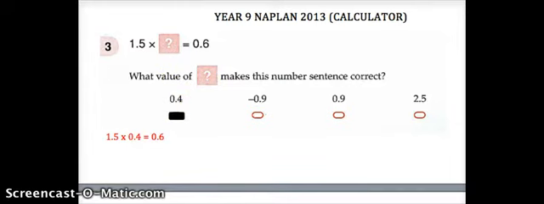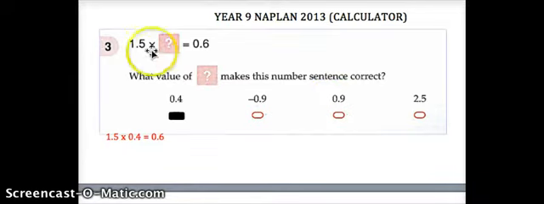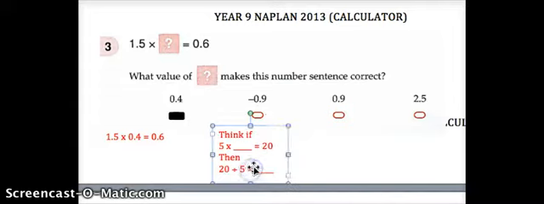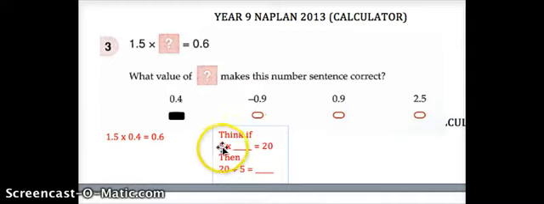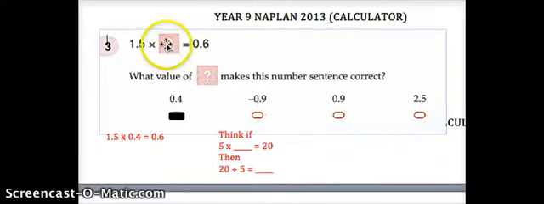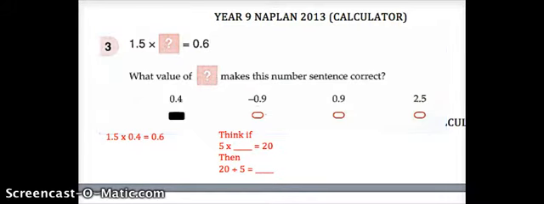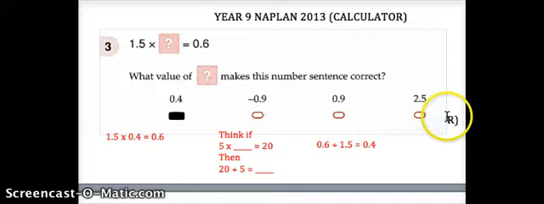Now, another way of doing this question is not to try these different solutions in the question mark. What you could do is, don't use these numbers up here, just think of some easier numbers. For example, if 5 times something equals 20, then how do we find out what that missing number would be? So 5 times something equals 20, then that means that 20 divided by the 5 equals that missing number. So if you do the same thing with this question, 1.5 times something is 0.6, then to find out what the question mark is, you would do 0.6 divided by 1.5 on your calculator, and with that you would get 0.4. So that's another way of doing the question.